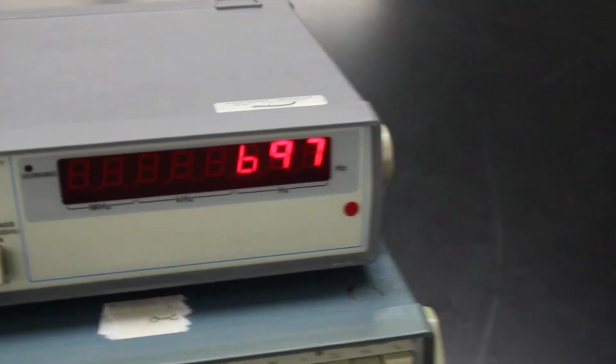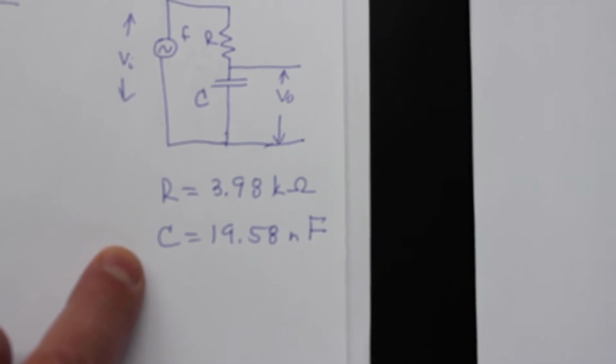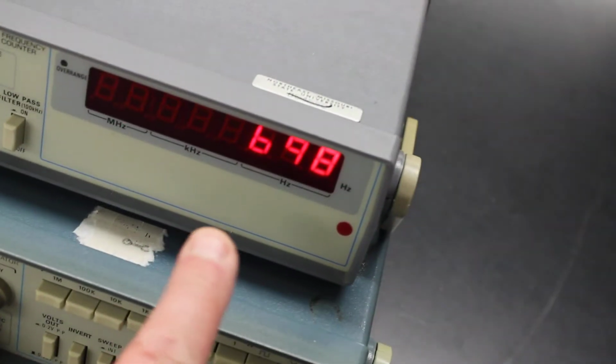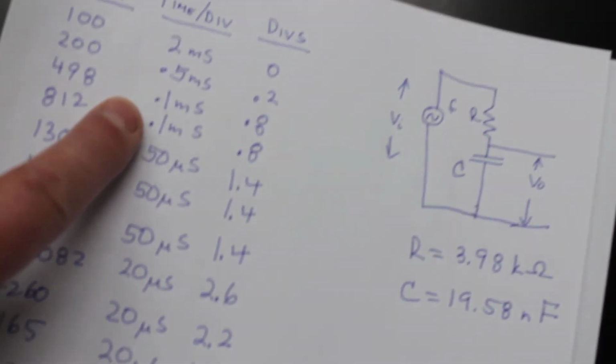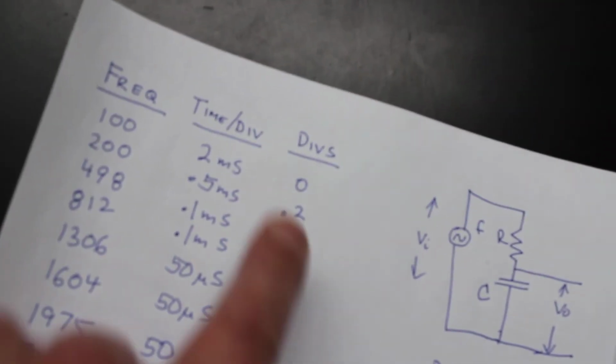We're going to adjust the frequency over here and then go back and measure the phase shift, frequency as a function of phase. So I've done that, and here's my data. Over here, this is what the data looks like for the low-pass filter. I've labeled my R and my C. I've drawn the circuit. The output across the capacitor is the low-pass filter. Here are the frequencies that I measured from the frequency counter. And then here's the time per division setting, and here's the number of divisions right here.